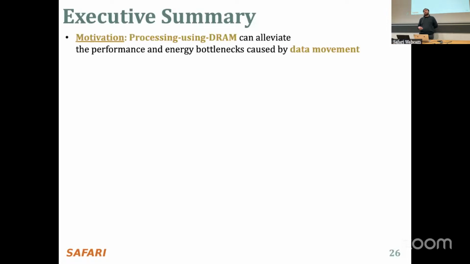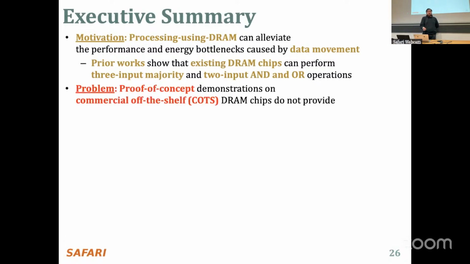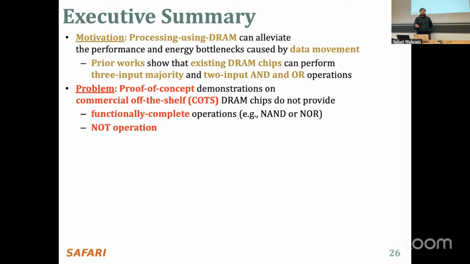The motivation is that processing using DRAM is a promising paradigm that can alleviate the performance and energy bottlenecks caused by the frequent data movement between main memory and processing such as CPU. And prior works show that existing DRAM chips can already perform 3-input majority and 2-input AND and OR operations. However, these demonstrations on off-the-shelf DRAM chips do not provide functionally complete operations such as NAND or NOR, or NOT operation, and more than 2-input AND and OR operations.